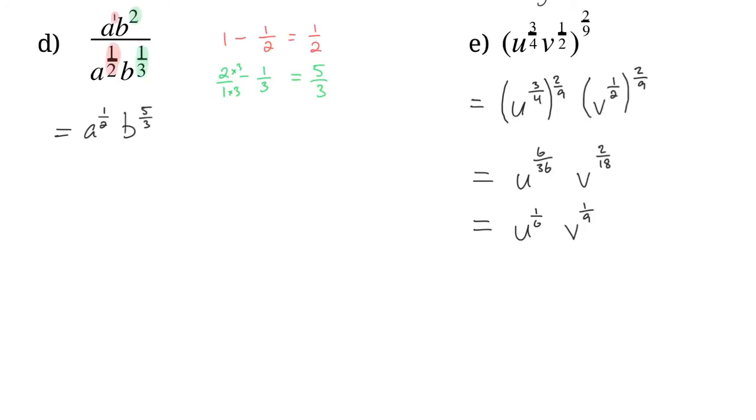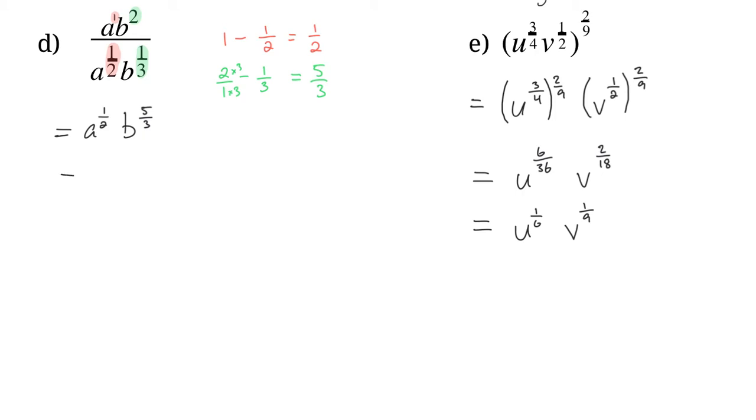So here are my answers. I noticed that in the first one, the numerator and the denominator couldn't be simplified any further, but since there's an a and b in the numerator and an a and b in the denominator, we can subtract our exponents. So I took the exponents of both a's and subtracted them and got 1 over 2, and I took the exponents of both b's and subtracted them and got 5 over 3. So I was left with a to the power of 1 over 2 times b to the power of 5 over 3. Now we can leave our answer like this, but we can also rewrite this as a radical.